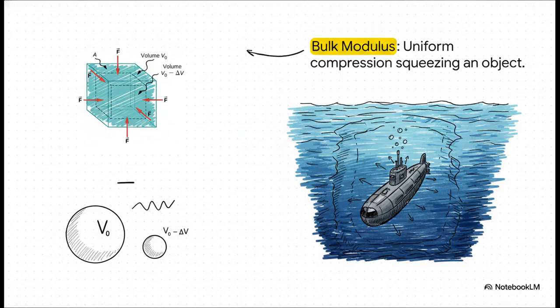Now here is a massive exam tip for you. The bulk modulus formula always includes a minus sign. Why? Because an increase in pressure causes a decrease in volume, and that minus sign just makes sure the final modulus remains a positive number.